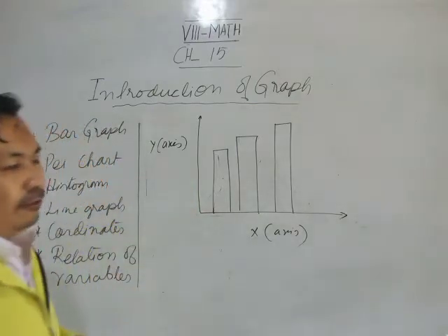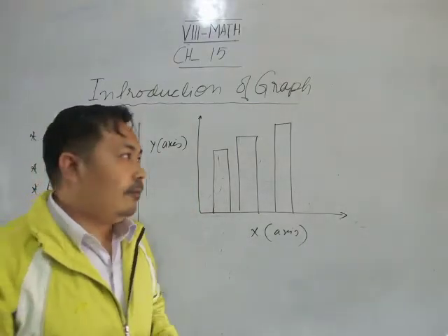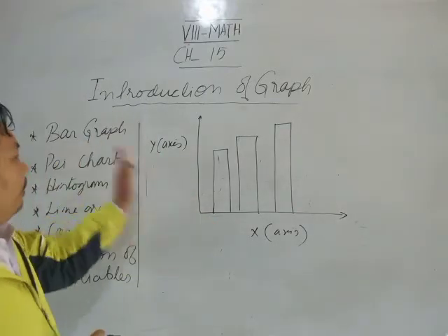Then in the bar graph, you will find that there are two types of bar graph. One is called just simply a bar graph.